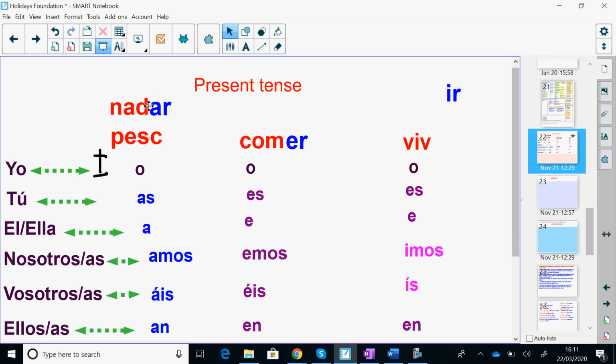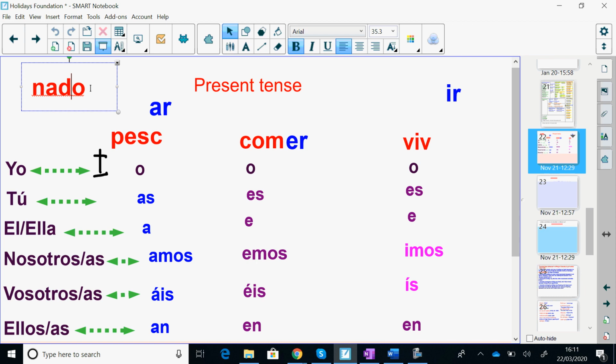Just like that, nado, okay? It would be like this, okay, guys? Right. If that was too fast, sorry, just go backwards, press pause, and take your time, okay?